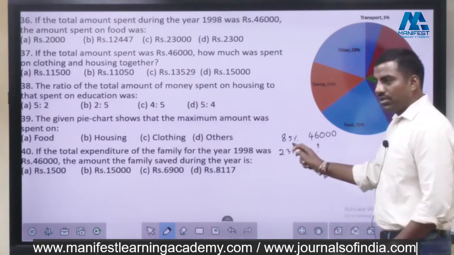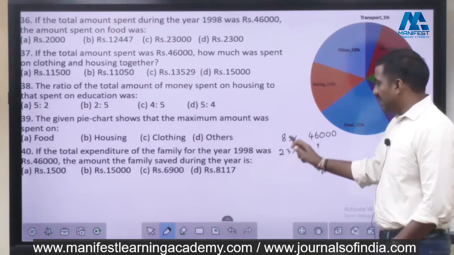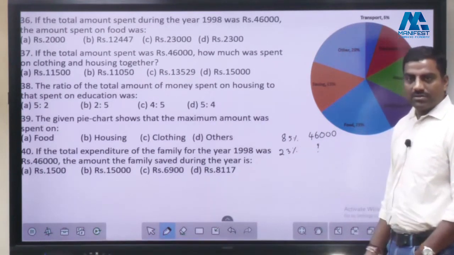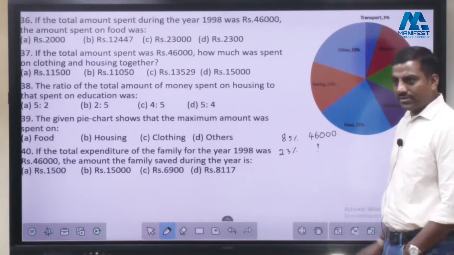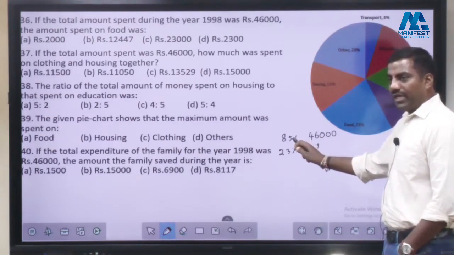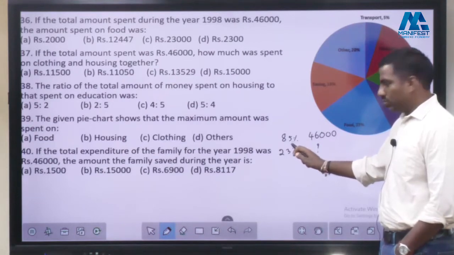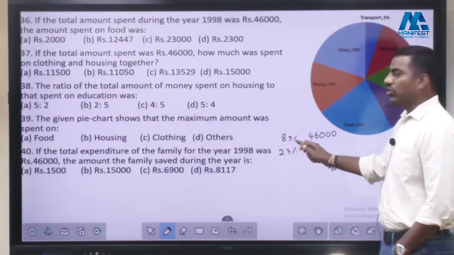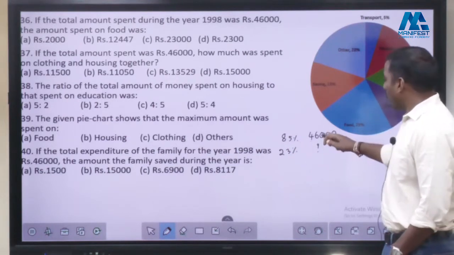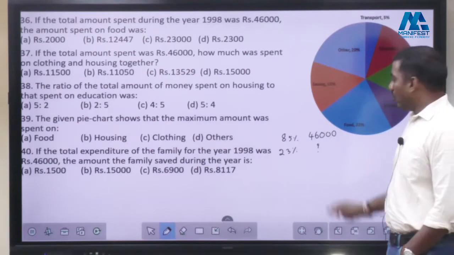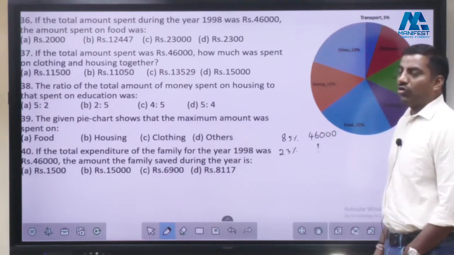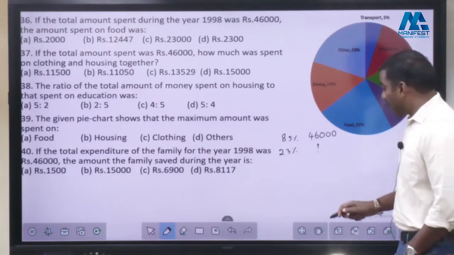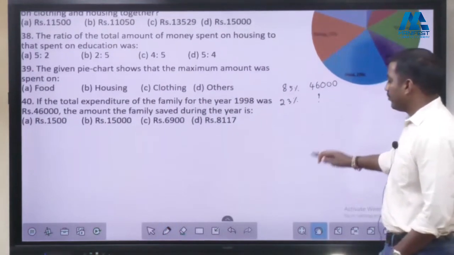Look at the comparison, 85% and 23%. This is almost 1/4 of this. 1/4 of this will be around 21. So this is more than that. Our answer should be more than 1/4 of this, which means somewhere close to 12,000. That is the understanding. But if you want to calculate accurately, you can.